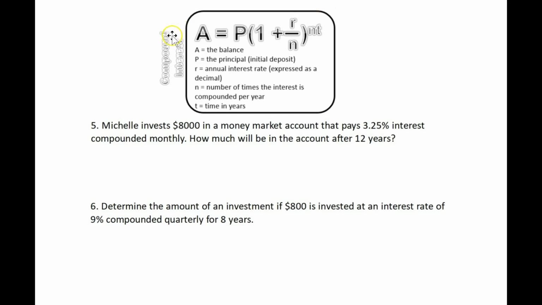So compound interest has several different variables. As we can see, A is the balance, P is the principal, which is the initial deposit. R is your rate, expressed as a decimal. N is the number of times compounded per year. And T is the time in years. Yes, it looks like a lot, but once you end up doing this, it looks just like the exponential function formula, which is Y.